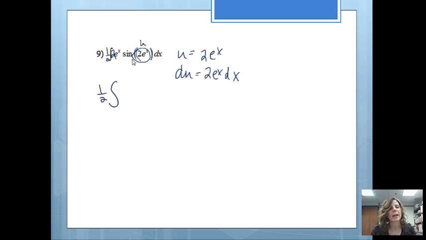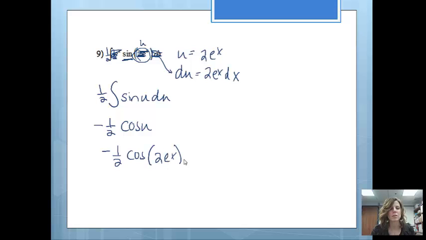The one thing I have done absolutely nothing with is the word sine, so we're going to bring it down into my problem. The 2e to the x we called u, and notice 2e to the x dx we turned into du. So now we are looking for the integral of the sine of u, and we learned a while ago that the integral of sine is negative cosine of u, and now we just need to put our u back in. So we're going to have negative 1/2 cosine of 2e to the x, plus c.